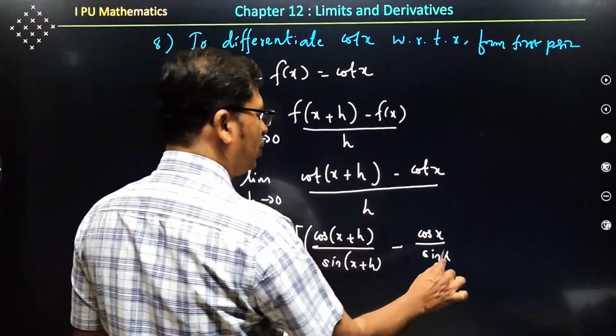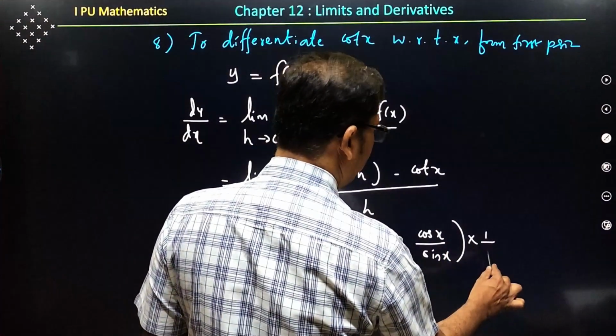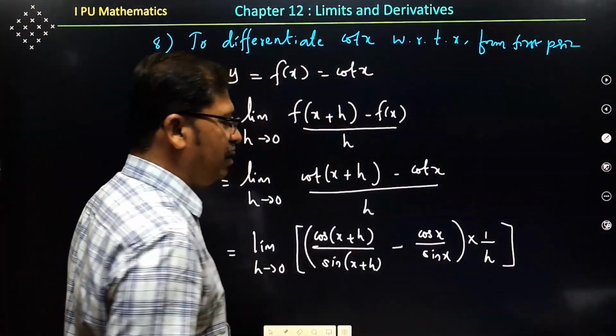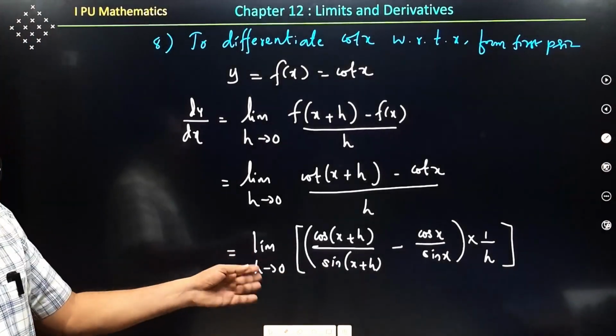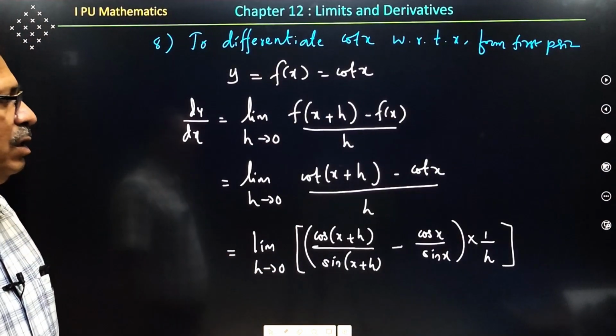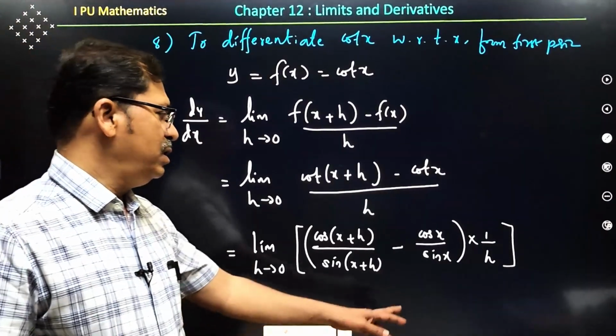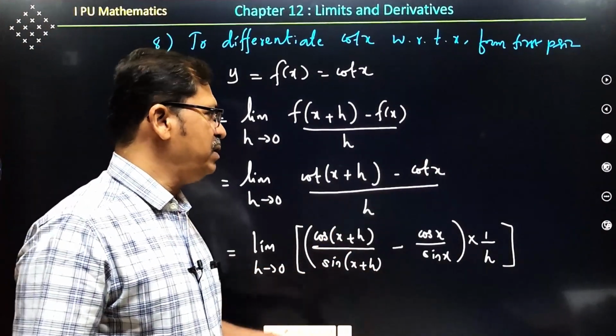Instead of that, I would like to put the bracket for this and then into 1 by h I would like to write. This is convenient here. Now you take the LCM. Sin x into cos of x plus h.